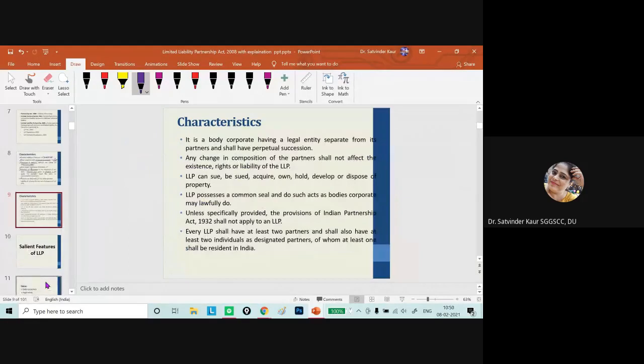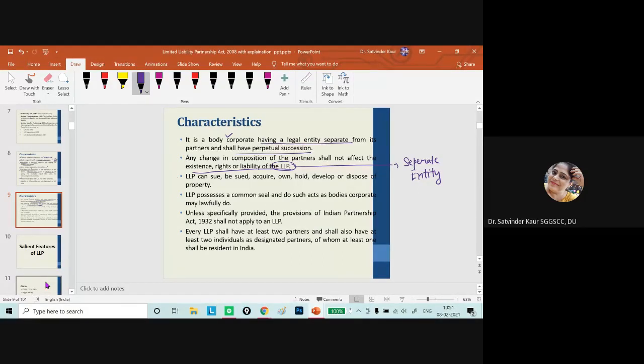Then there is another characteristic that is already discussed, that LLP has a separate legal entity as a body corporate itself, and also has perpetual succession. Any change in the composition of the partners shall not affect the existence, rights, or liability of the LLP, because LLP is existing as a separate entity. So if partners are leaving, their composition is changing, some are retiring, some are joining, it will not affect the existence of the organization at all.